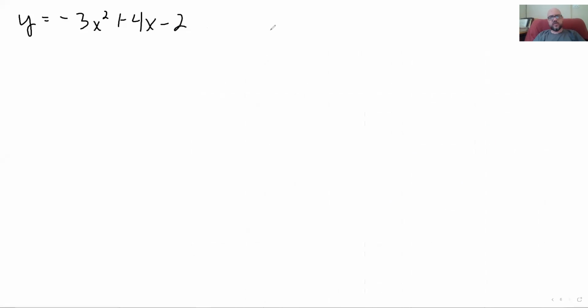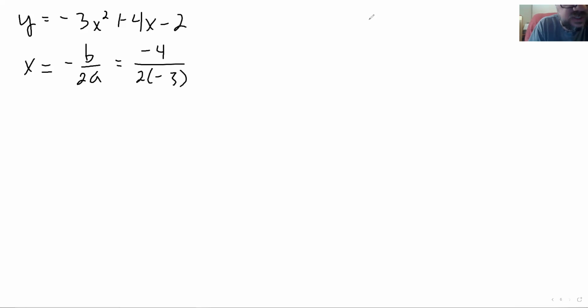All right, so I'm graphing this. This one's a little bit messier, so let's find the vertex. Vertex is x equals minus b over 2a, which is -4 over 2 times -3. So that is 4 over 6, which is 2/3.